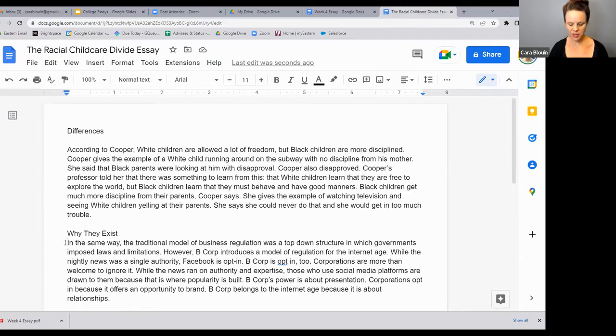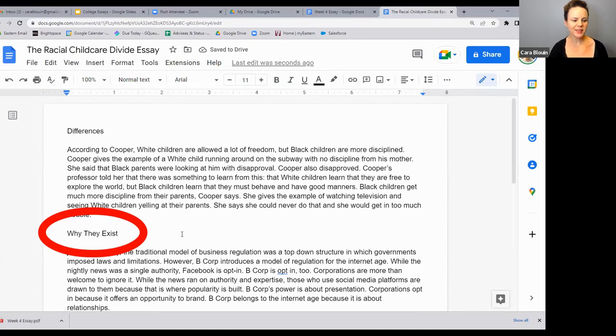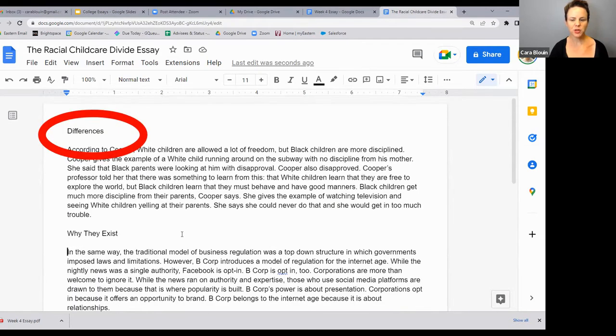When I'm finished, it looks like this. I have my differences section, my why they exist section, and the section that's about my experience. I left these section headers here because I think it will make it easier when my professor goes to read the essay. And I always think about what will make my professor happy.